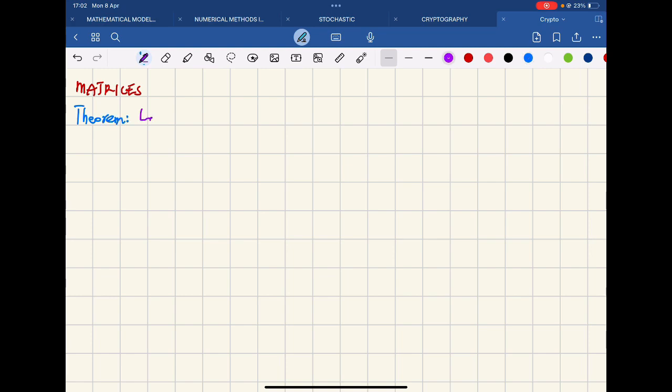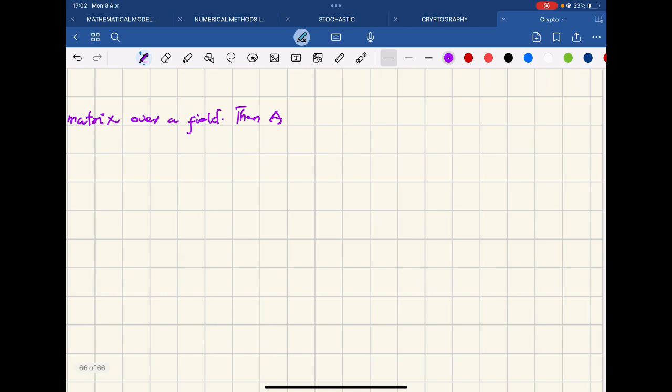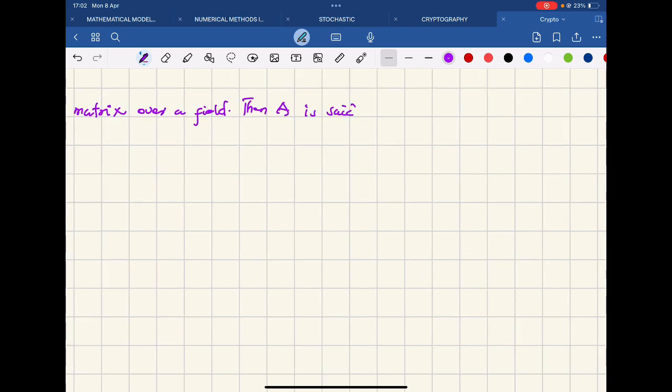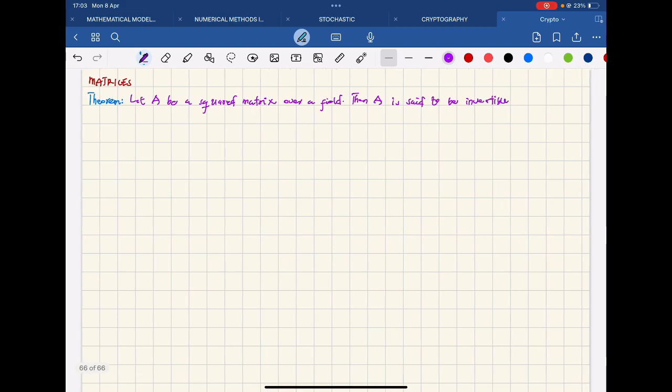That is, let A be a square matrix over a field. Then A is said to be invertible if and only if the determinant of A is not equal to 0.